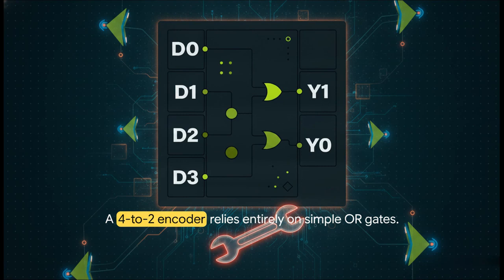Where the decoder used a strict, complex array of AND gates, a basic 4 to 2 encoder relies purely on OR gates. You literally just wire the inputs to the OR gates that correspond to the binary bits of their index. It's beautifully simple. But, as with all things in engineering, real-world physics always throws a wrench into this simplicity.